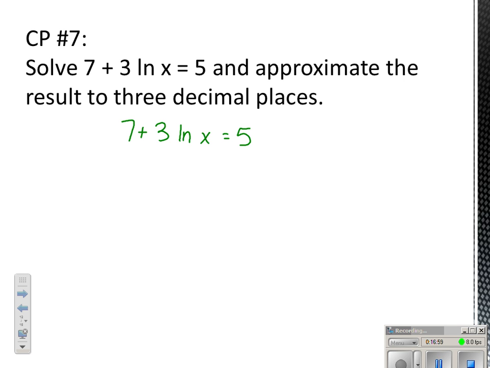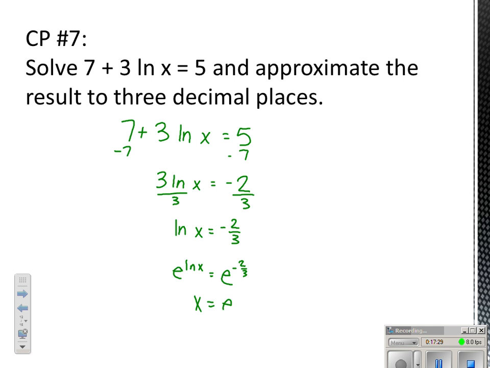All right, so I moved the 7 first. Then I got rid of the 3, so I divided both sides by 3. So the natural log of x is equal to negative 2/3. Here's where I turn both of those into powers of e again. So then I got to x is equal to e to the negative 2/3.